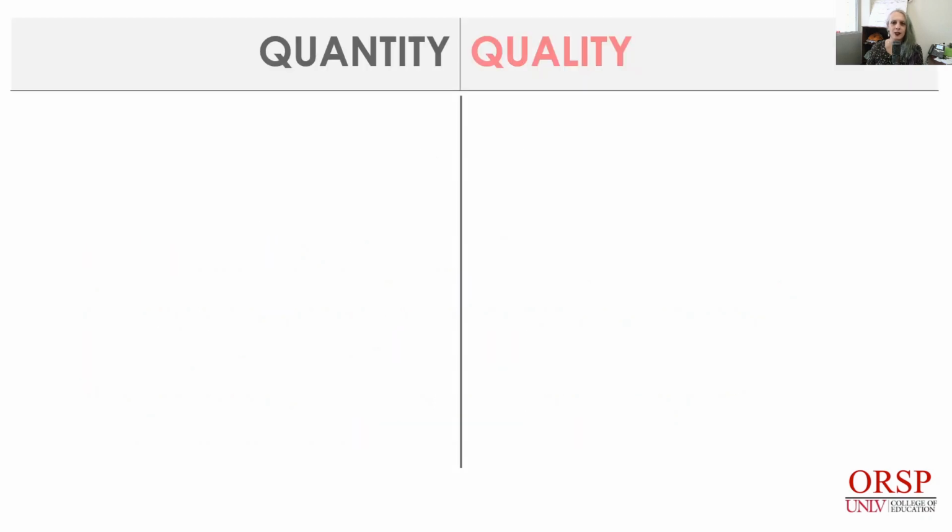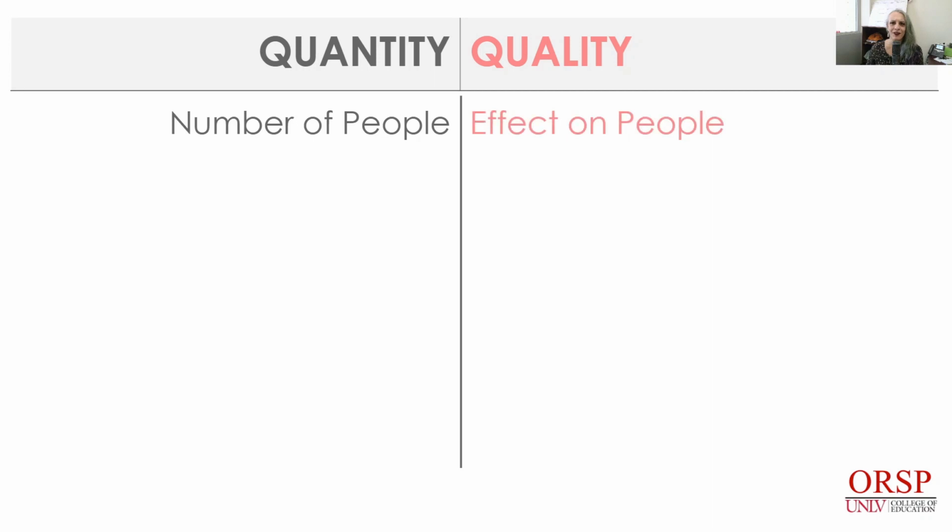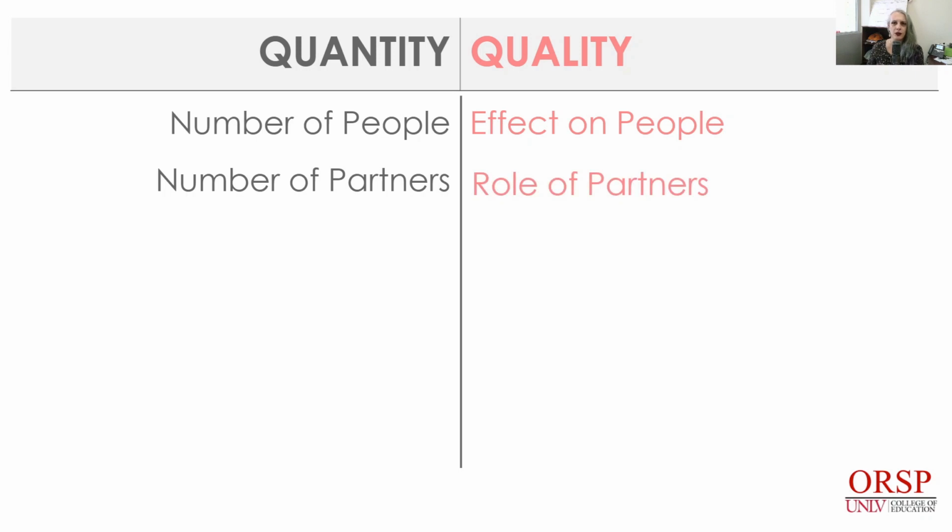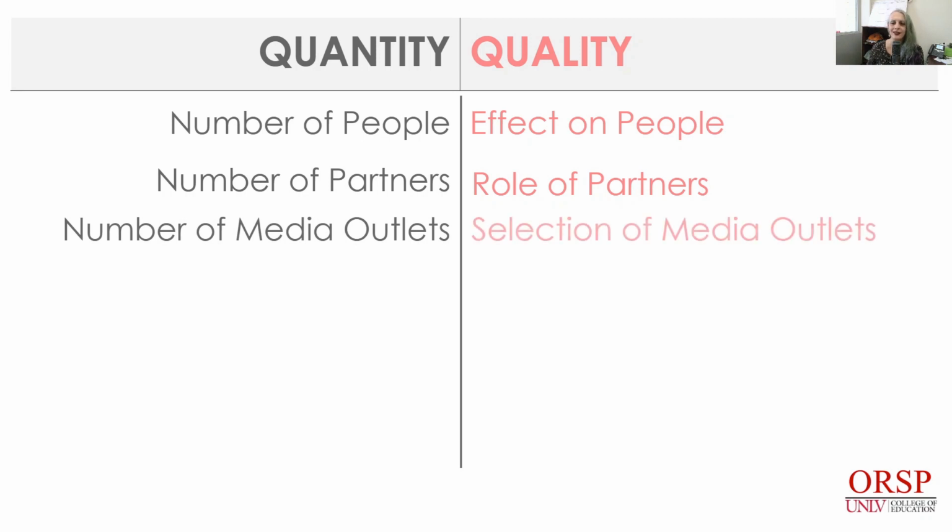When we think about impact, we usually think about quantity, but quality can also be very important. For example, we think about the number of people involved, but what about the effect on those people? We think about the number of partners, but what about the role of those partners? How exactly do they participate in the project? The number of media outlets, but what about the selection of these media outlets, the relevance of the conferences and journals and other outlets we select?